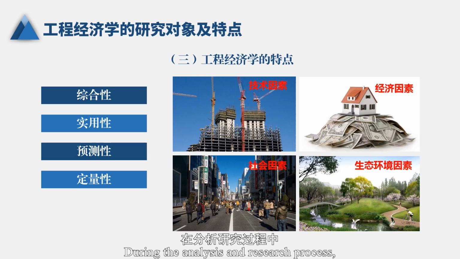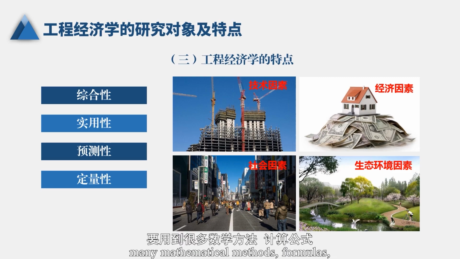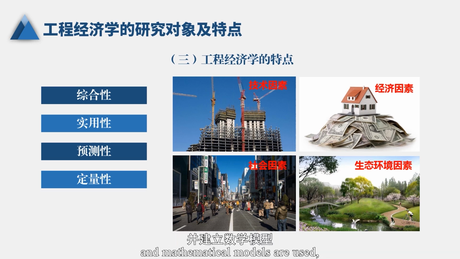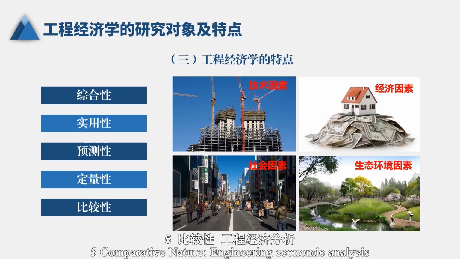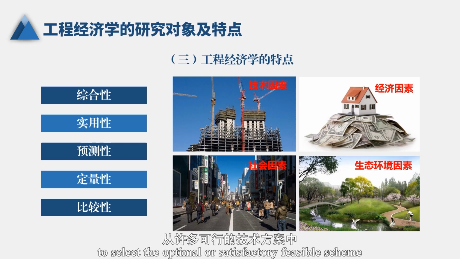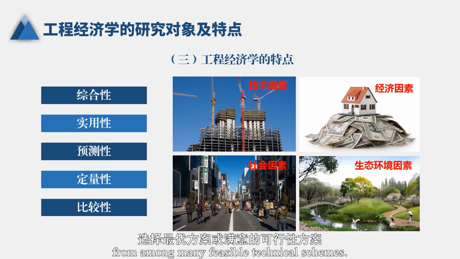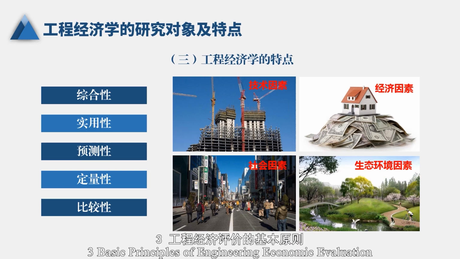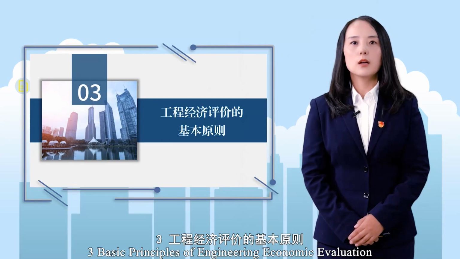During the analysis and research process, many mathematical methods, formulas, and mathematical models are used, with the aid of computer calculations for results. 5. Comparative nature. Engineering economic analysis involves comparing economic effects to select the optimal or satisfactory feasible scheme from among many feasible technical schemes. 3. Basic principles of engineering economic evaluation.